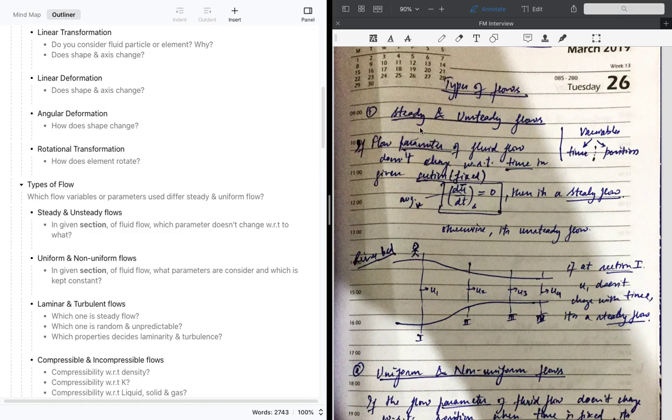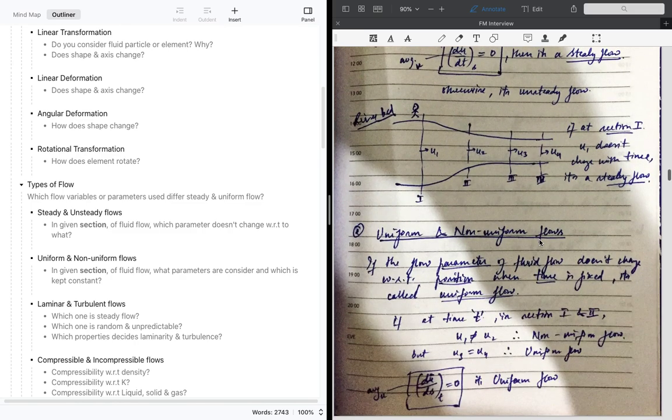The first type of flow is steady and unsteady flow. If the flow parameter of the fluid flow doesn't change with respect to time, that means time is constant, in a particular section, then that kind of flow is called steady flow. That means if a given fluid parameter, for example velocity, doesn't change with respect to time at a given section, then that flow is steady. Otherwise, that flow is unsteady.